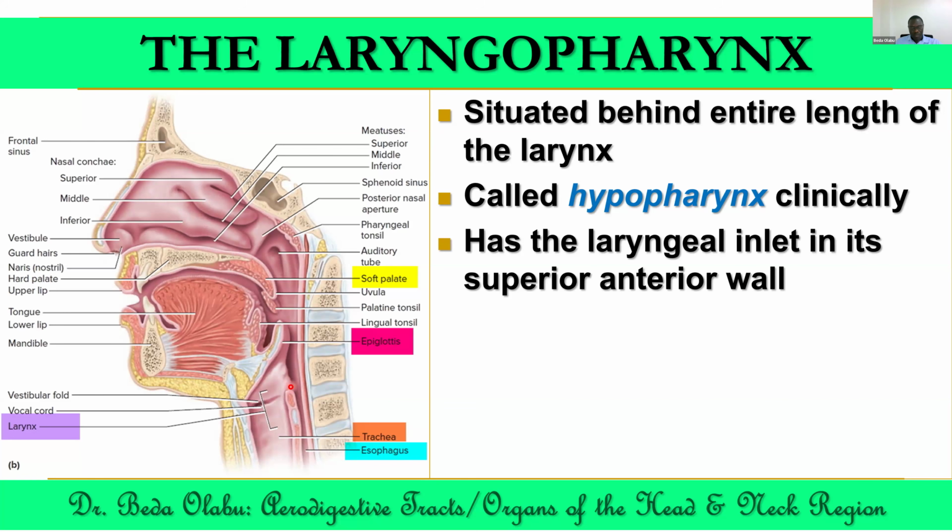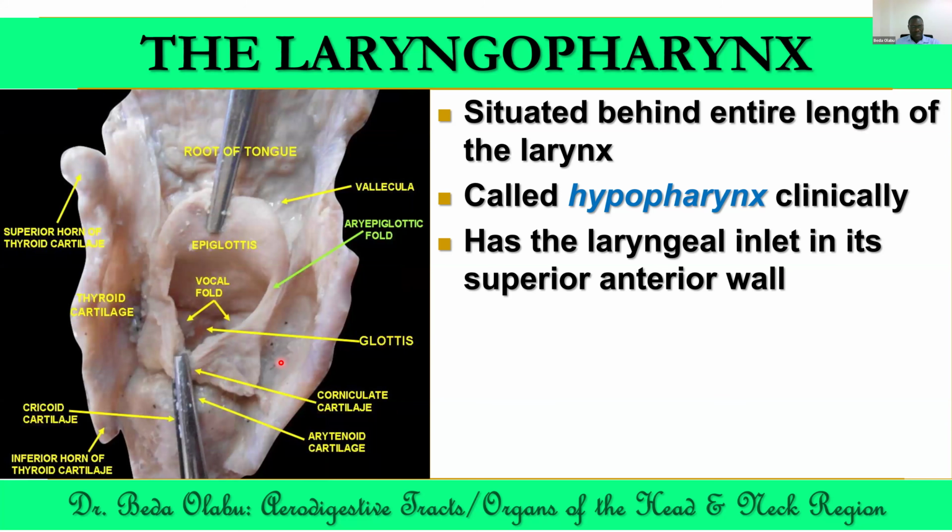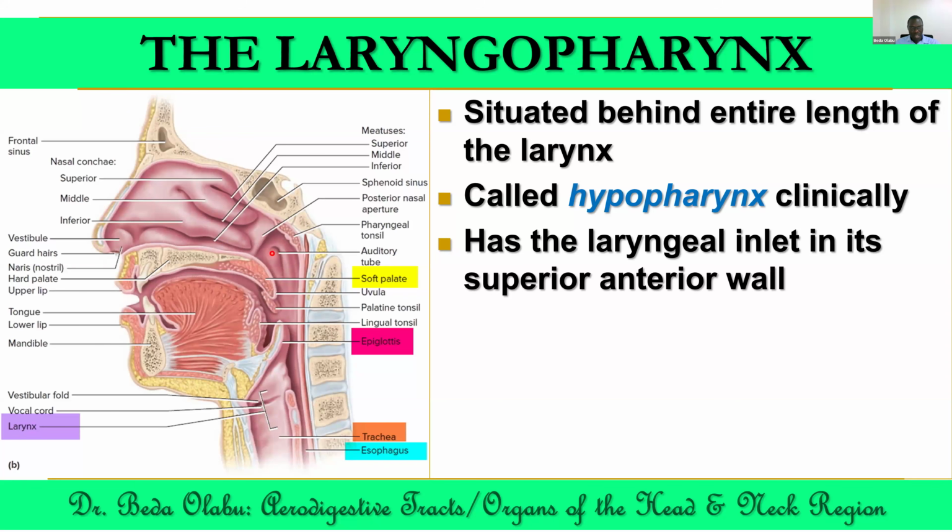Its superior part is related to the laryngeal inlet, which is the part where air passes, like so: air comes like this through the nose to the nasopharynx, then oropharynx, then enters the laryngopharynx, then enters here to the laryngeal inlet. We take note that some part of the laryngopharynx is actually related to the posterior part of the larynx.